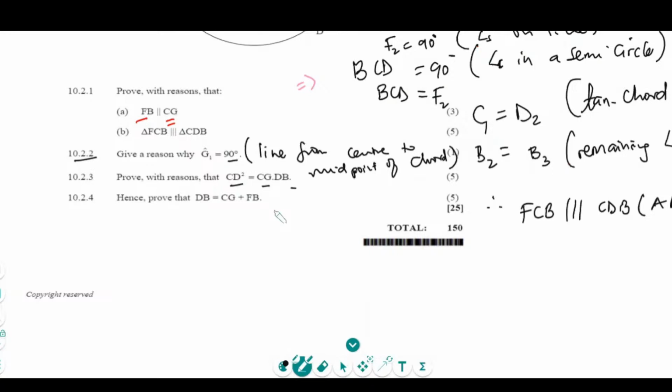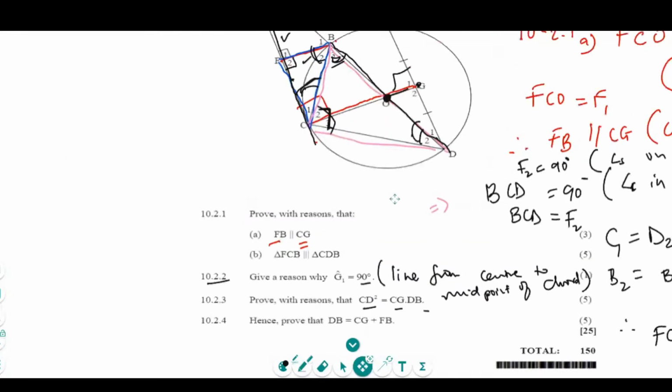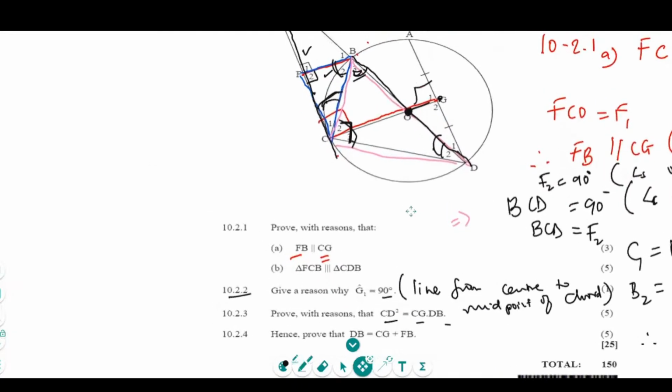So what I'll do, let me just write it this side. I'll start by saying that my angle BCD is a 90. We proved that. Then we have G1 and G2, G1 and G2 being a 90. We've also seen that.